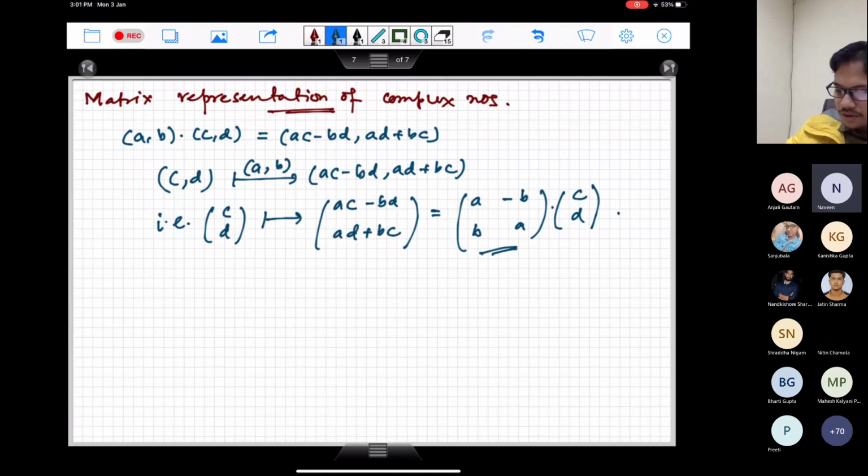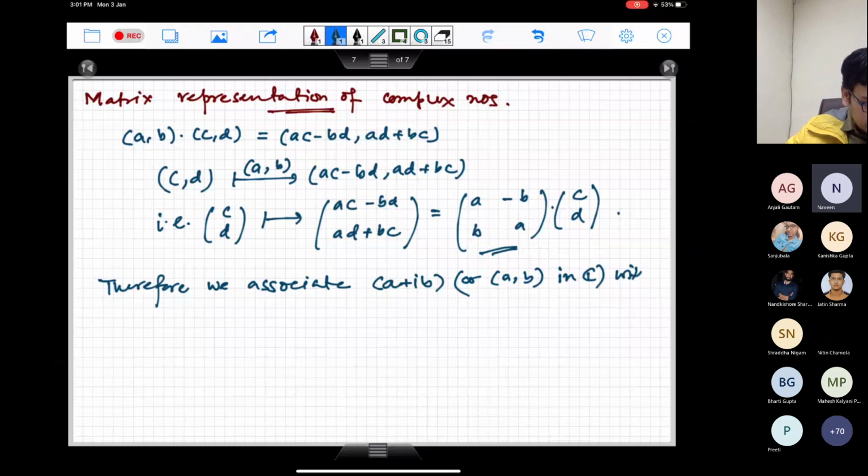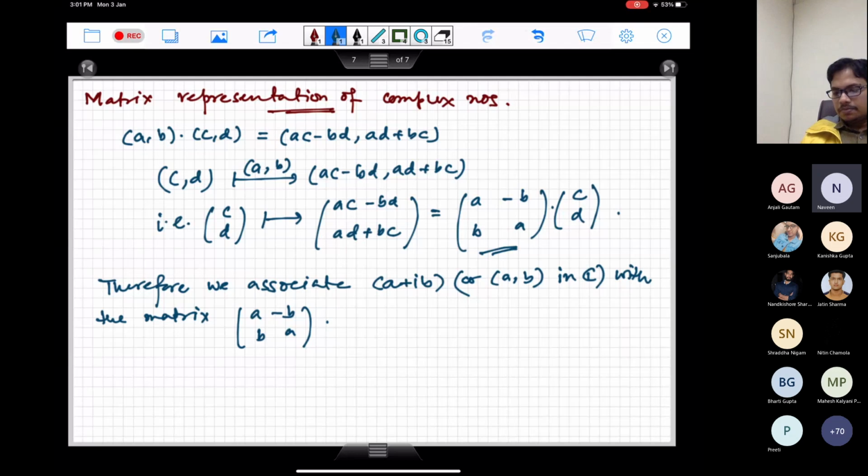Okay, so therefore what we do is we associate a plus ib, or you can think of (a, b), whatever you want, in C, with the matrix (a, minus b; b, a). I'm going to associate my complex number a plus ib with the matrix (a, minus b; b, a).